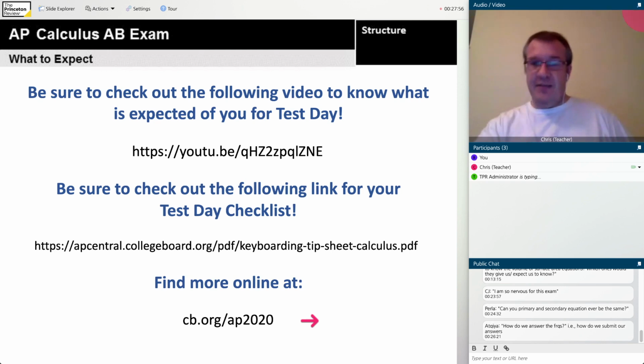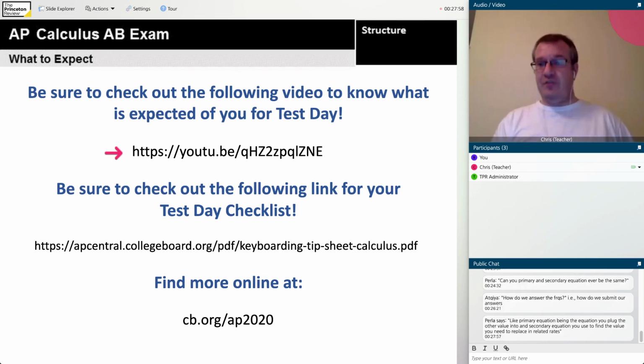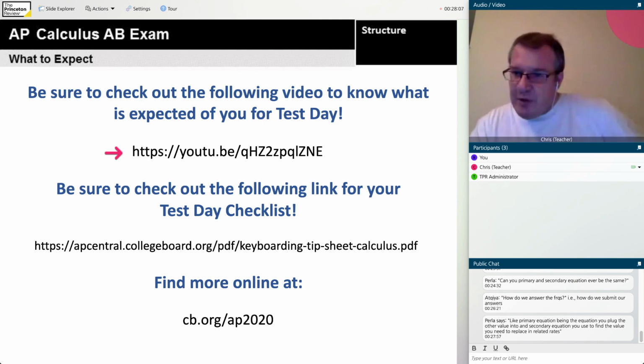But in the video, they do absolutely dissect each of the 3 ways. And in my response to the second video, I address it directly. I wrote in the comments the 3 different ways. Like primary equation being the equation you plug the other value into. Second equation you use to find the value you need to replace in related.